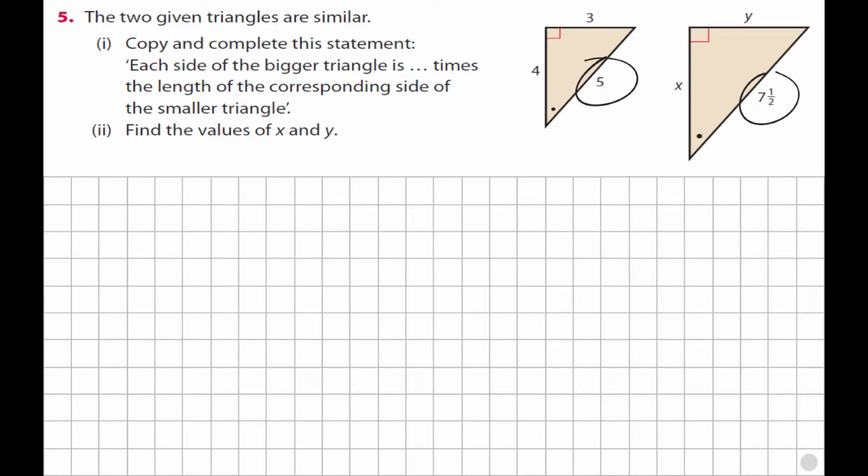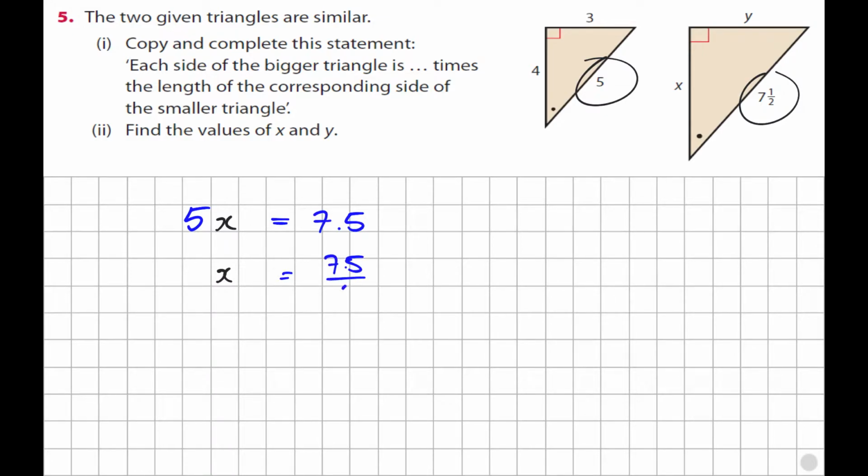So how do we turn 5 into 7.5? So 5 times something gives us 7.5. Okay, so in order to find out what that something is, what we need to do is divide both sides by 5. So 7.5 divided by 5.